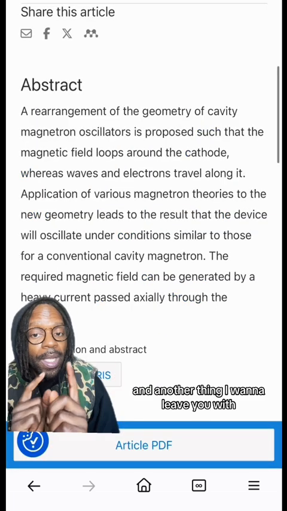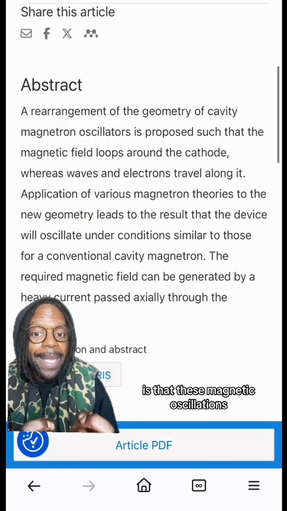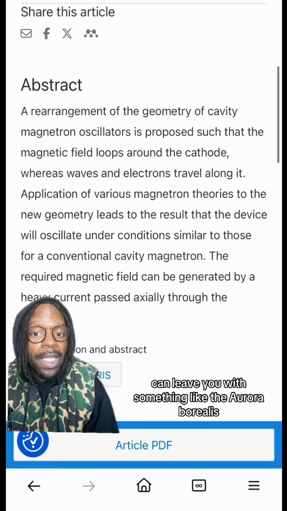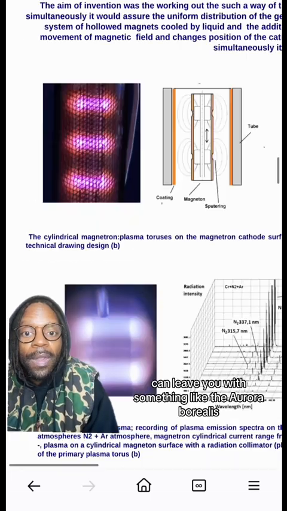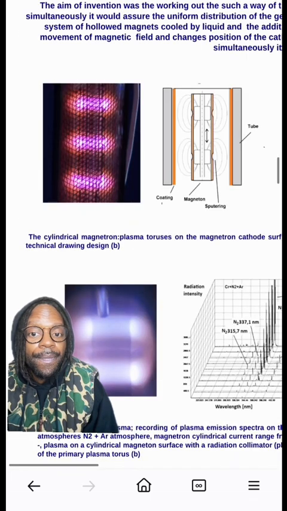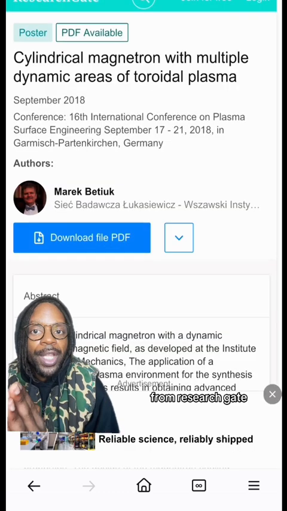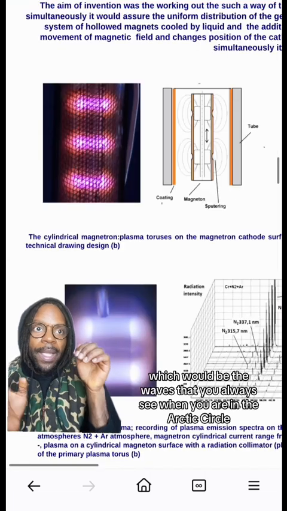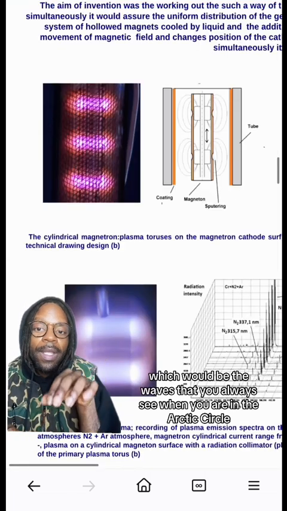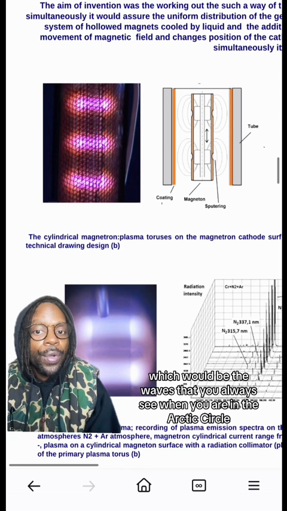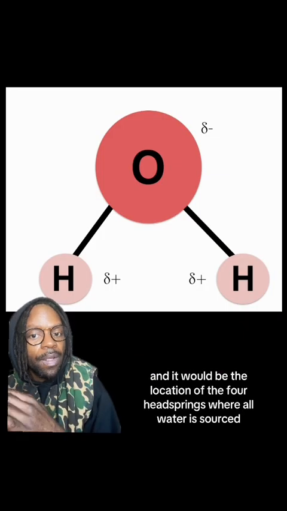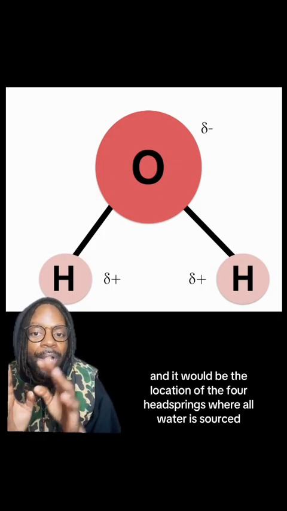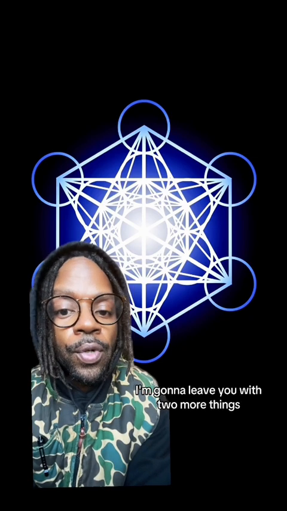And another thing I want to leave you with is that these magnetic oscillations can leave you with something like the aurora borealis. From ResearchGate, cylindrical magnetron with multiple dynamic areas of toroidal plasma, which would be the waves that you always see when you are in the Arctic Circle. And it would be the location of the four head springs where all water is sourced. I'm going to leave you with two more things.